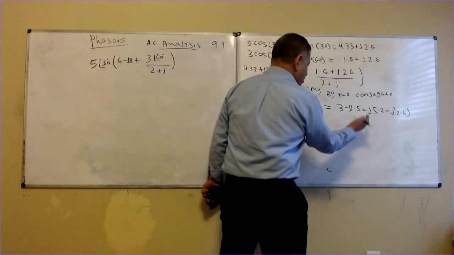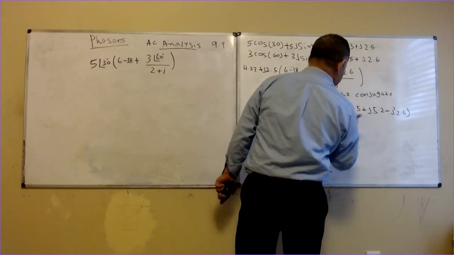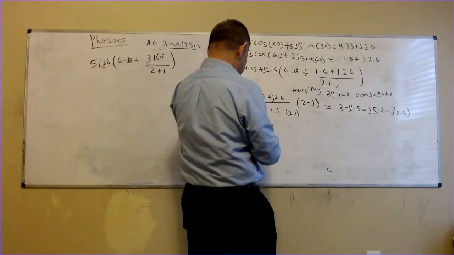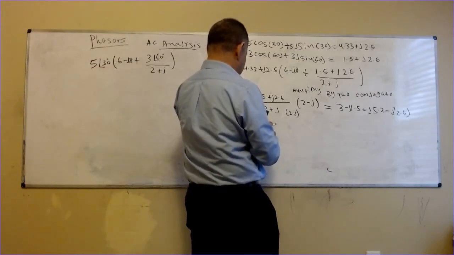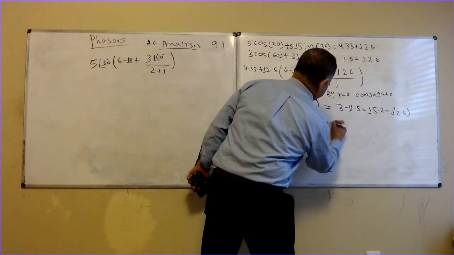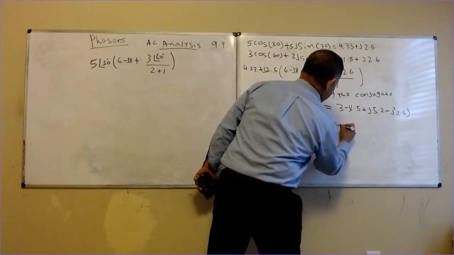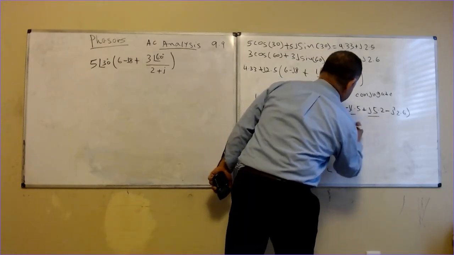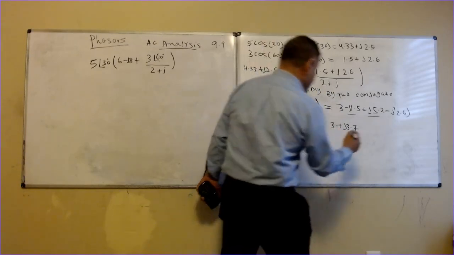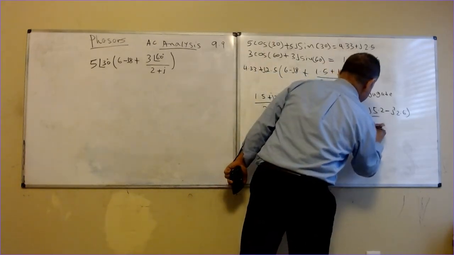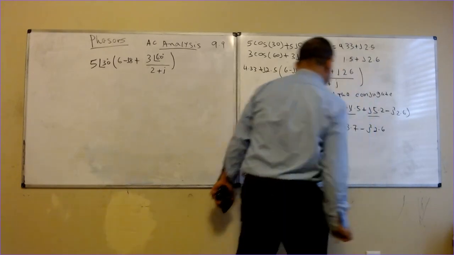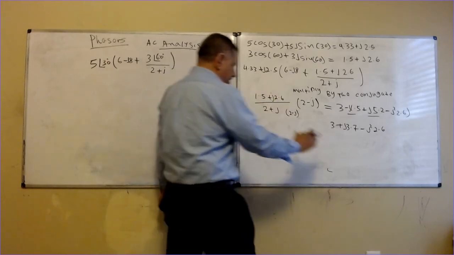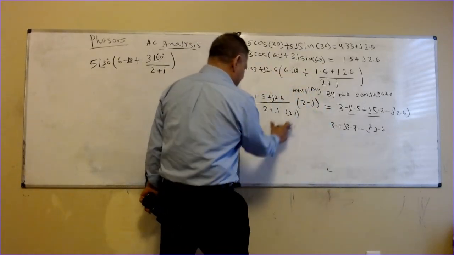Now, once I have this, look, I can combine this J and that J. So right here I got 3 plus 3.7J, minus J squared over 2.6. Now, this is only the top part, but I've got to do the bottom part of this.